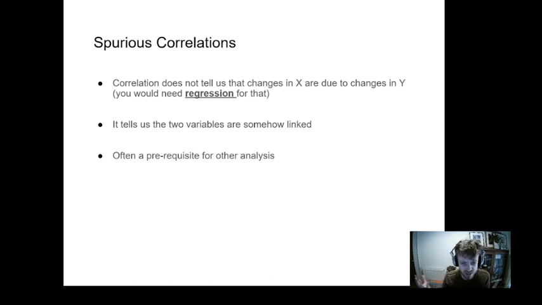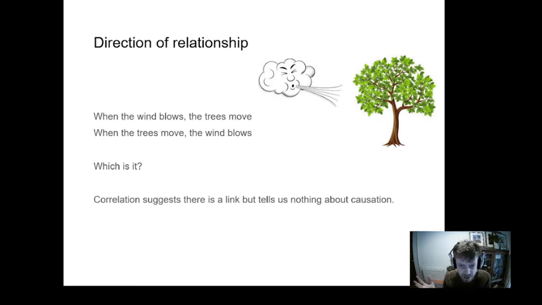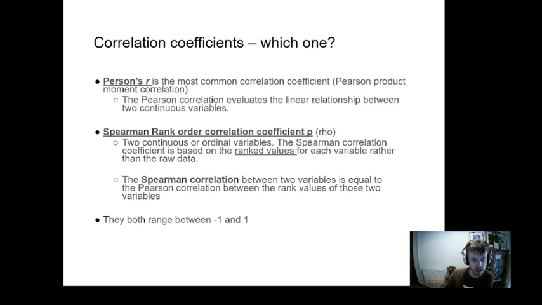So correlation only really tells us that two variables are somehow linked. It doesn't really tell us why they're linked, and it doesn't tell us if it's a spurious link or not. And often it's used as a prerequisite for other analysis. So if you find a correlation, you may want to go and throw some regression at it to explore it a bit further. Here's another kind of quite famous example. If the wind blows, the trees move. If the trees move, the wind blows. Which is it? So correlation might suggest a link, but it doesn't tell us anything about causation.